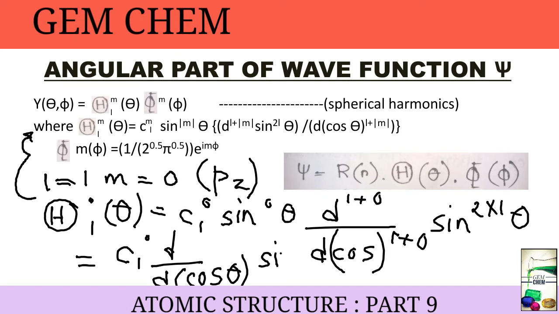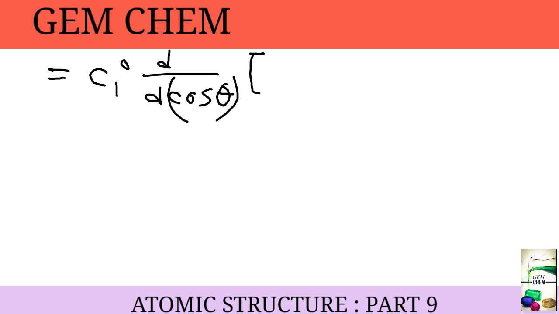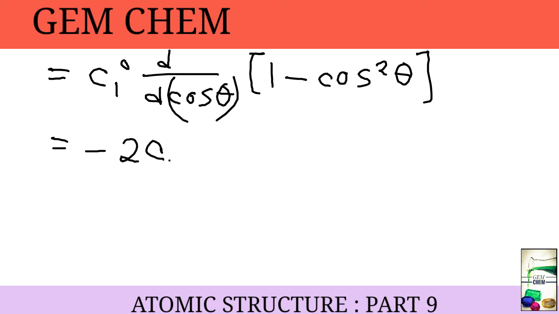Now we will differentiate these terms and we will obtain it as equal to C10 d by d cos theta, and we have to break the sin theta in terms of cos theta, so 1 minus cos square theta, and ultimately the term comes to be minus 2 C10 cos theta. Right, now we will see for our shapes.